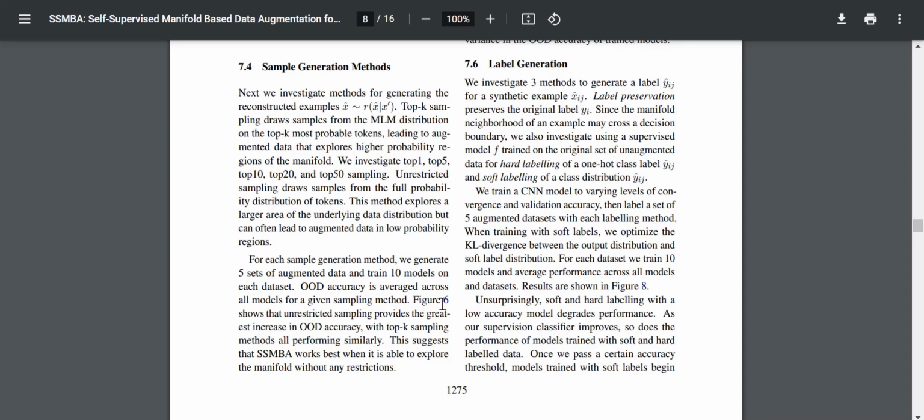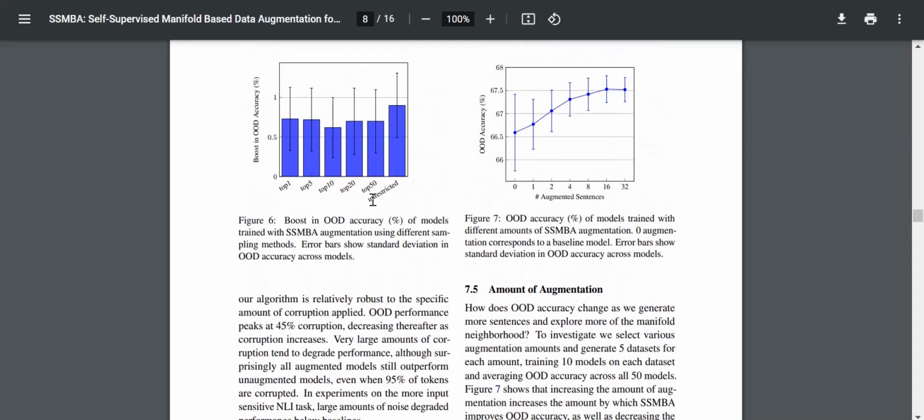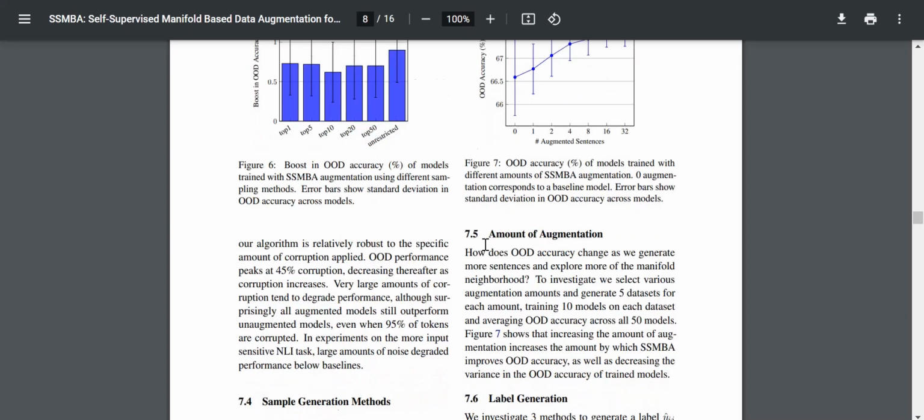Figure 6 shows that unrestricted sampling provides the greatest increase in out of domain accuracy, with top K sampling methods all performing similarly. This suggests that SSMBA works best when it is able to explore the manifold without any restriction. So with this, it might be able to wander into regions where it normally wouldn't, and get more robust, because it would then be able to catch more different types of examples.